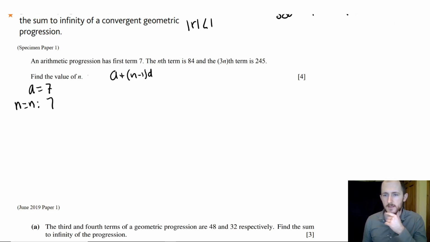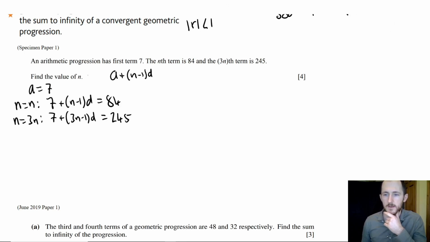we have 7 plus n minus 1 d. We don't know what d is. It's equal to 84. And then when n is equal to 3n, we have 7 plus 3n minus 1 d equals 245. So what I'm going to do now is subtract 7 from both sides for both of these, okay? So we have n minus 1 d equals 84 minus 7, which is 77. And then we have here 3n minus 1 d equals 245.